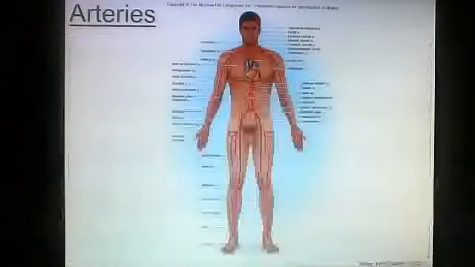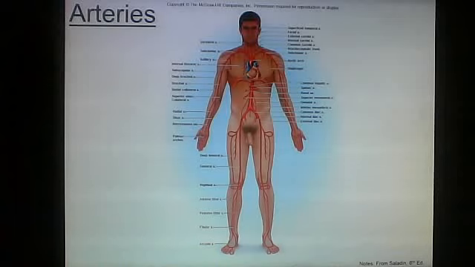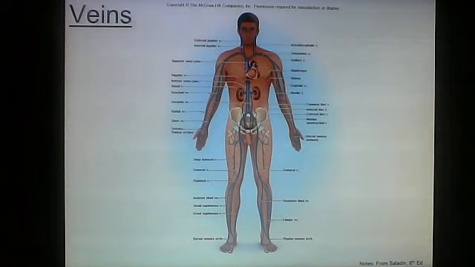Please watch all 3 YouTube videos from this presentation prior to coming to lab. These are human arteries and veins that again you will be correlating to the fetal pig dissection.